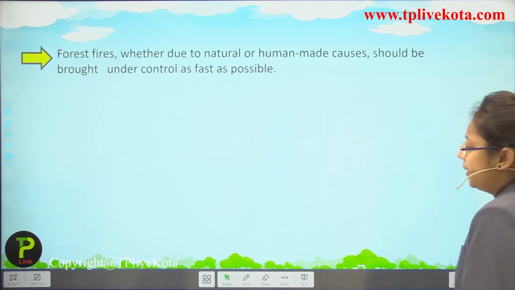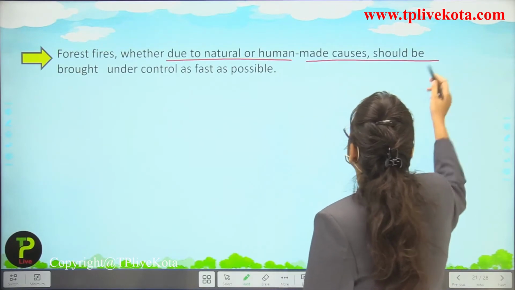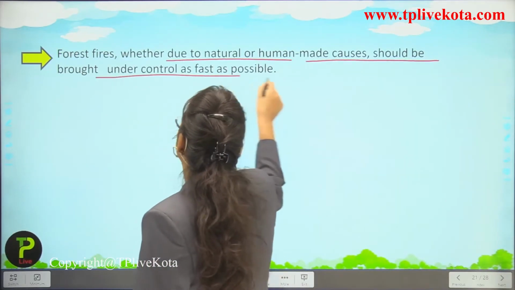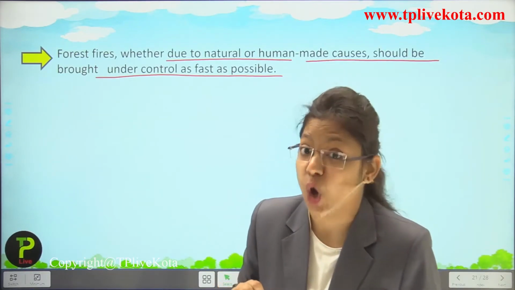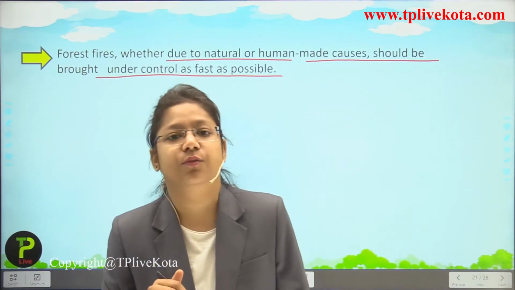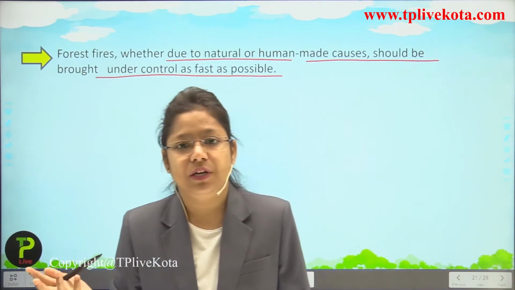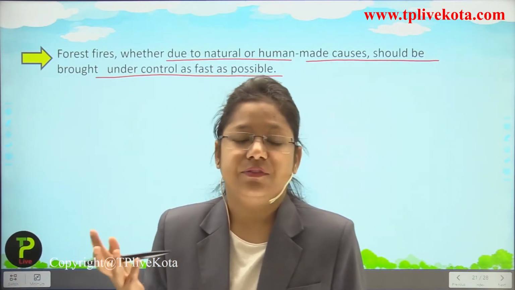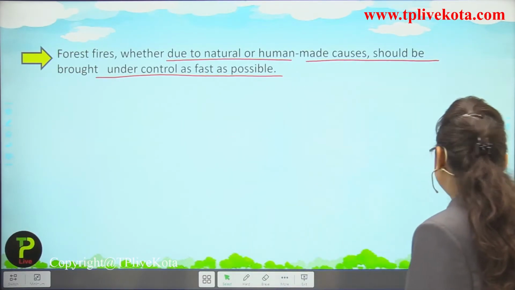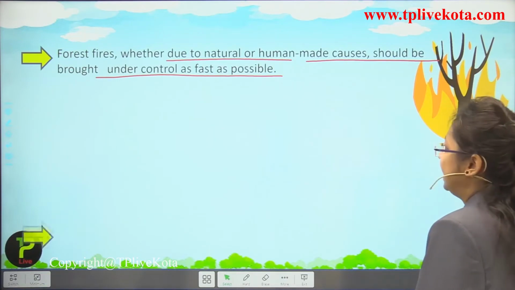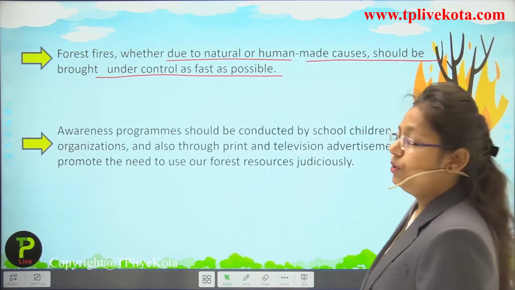Now, the next point: forest fires, whether due to natural or human-made causes, should be brought under control as fast as possible, because forest fire causes a great loss to the forest, because what happens, they turn into ashes. So, new plants will not be formed and the genes of the plants will also be destroyed. It will also harm wildlife, because some animals also die in the forest fires.